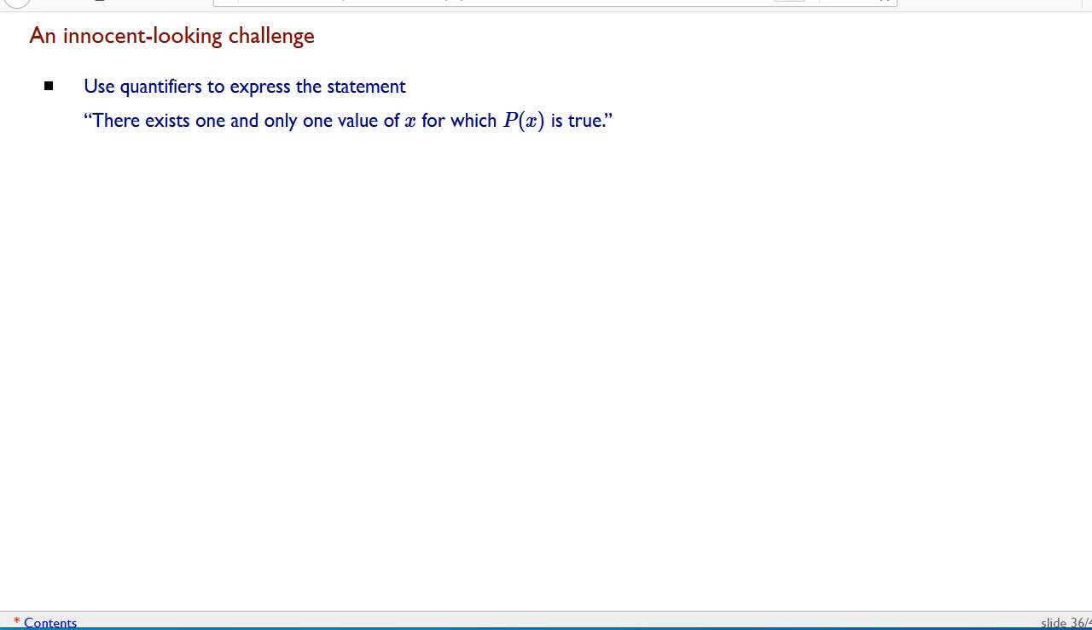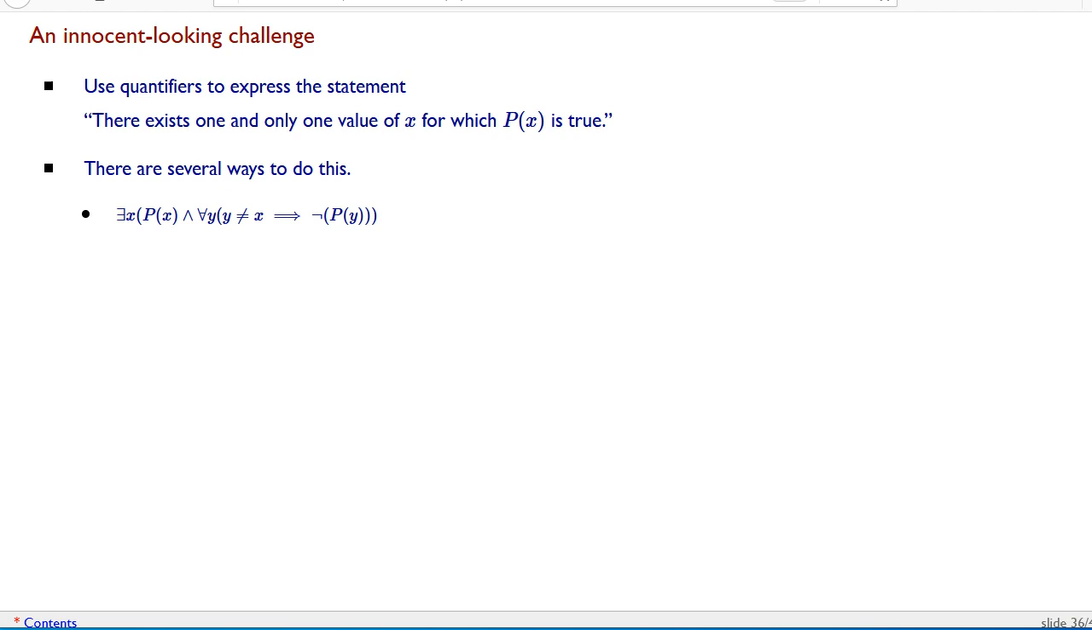Let's try writing this using quantifiers. We want to say there exists one and only one value of x for which p of x is true. I warn you, this is quite a bit harder than it looks. Here's my first attempt. I say there exists an x for which p of x is true, and for all y, p of y is false, but p of y is not false if y equals x.